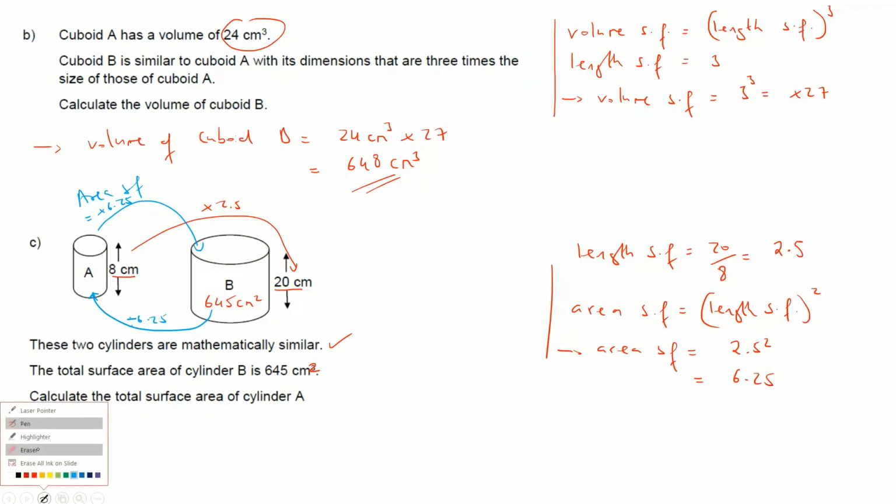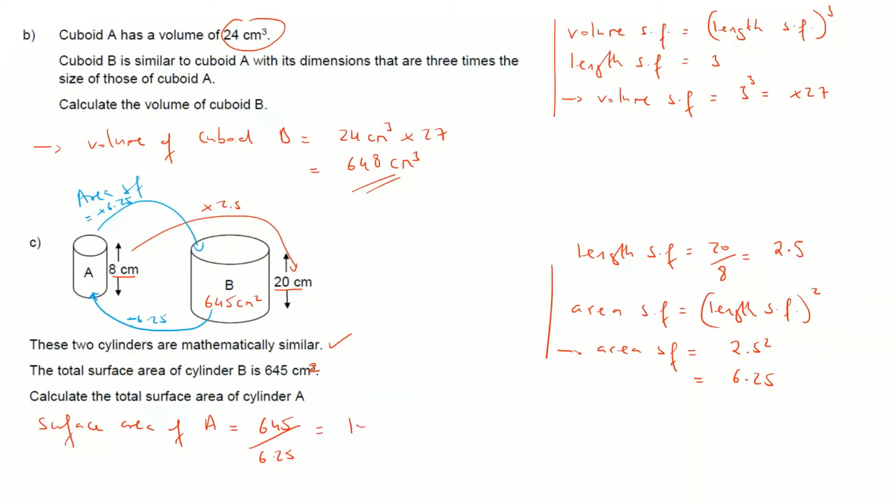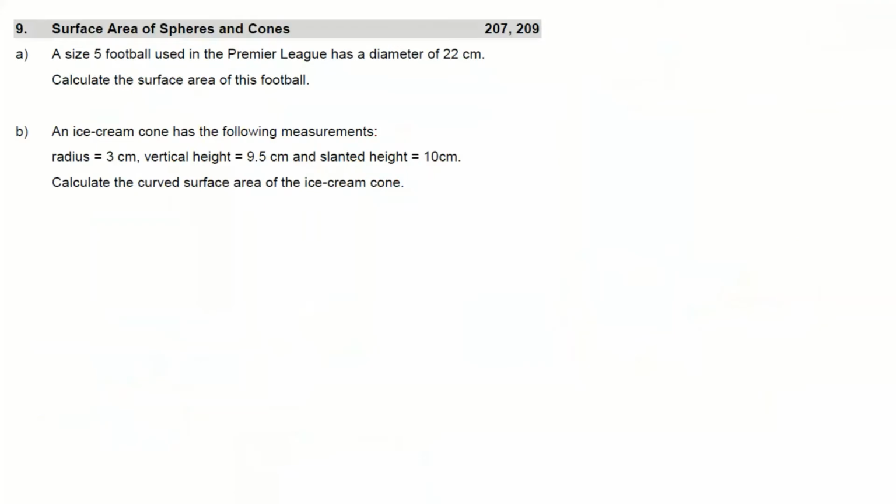So the surface area of A is going to be 645 divided by 6.25. I'm working backwards. 645 divided by 6.25 probably won't be... oh, it's not bad actually. It's 103.2 centimeters squared. And that's that question done. Nice one. Question 9 then. I've got surface area of spheres and cones. Again, pause the video, come back when you're ready.